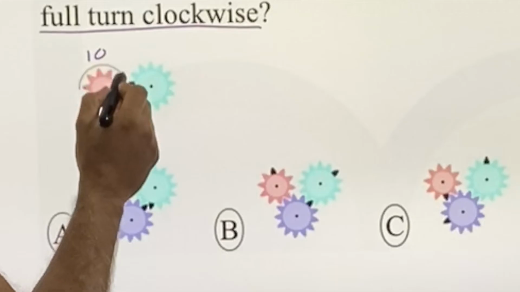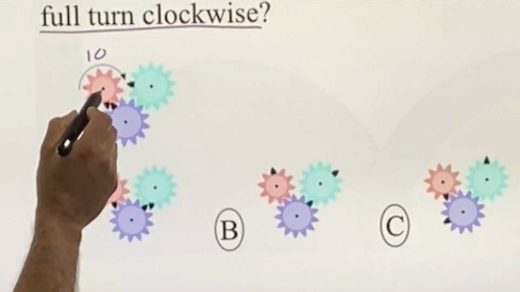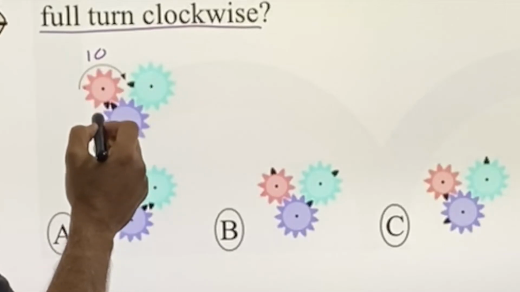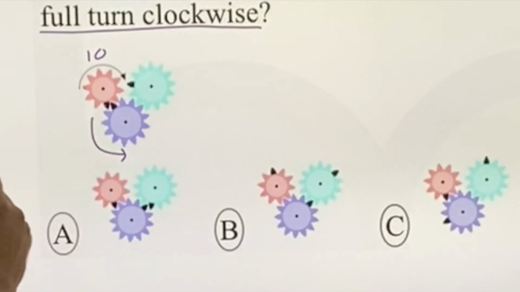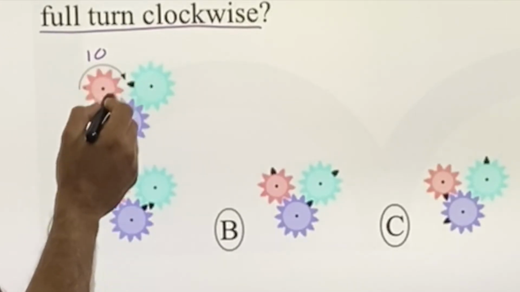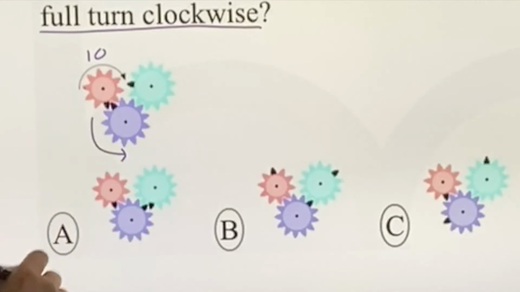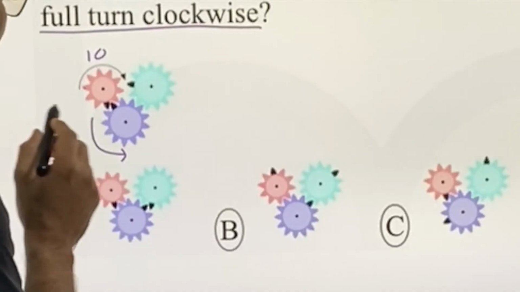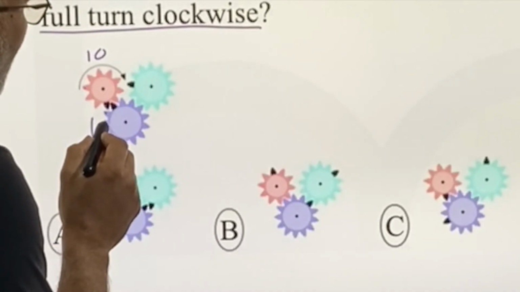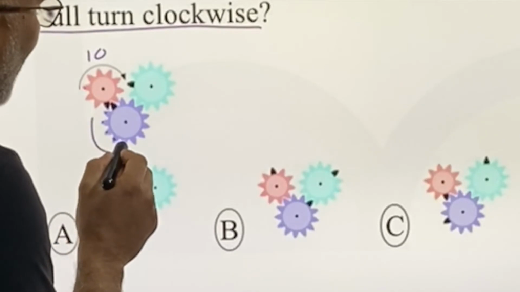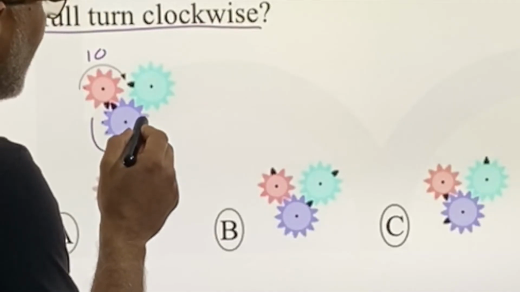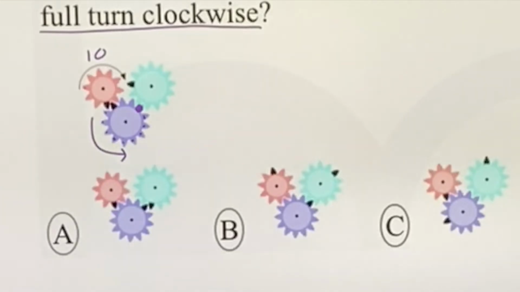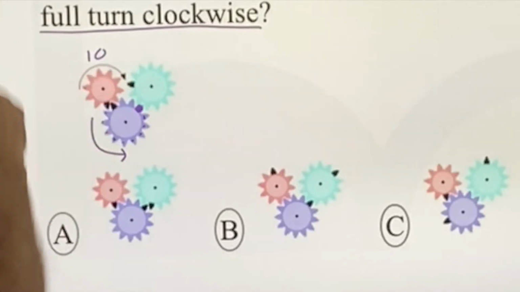So when the black is turning this way, as you can see, the black is touching the purple. So if the black is turning this way, the purple is going to turn this way. And when it goes one round, it is also going to travel 10 teeth distance, right? So let's count it. 1, 2, 3, 4, 5, 6, 7, 8, 9, 10. So this is where the black teeth will be after it has turned one round.